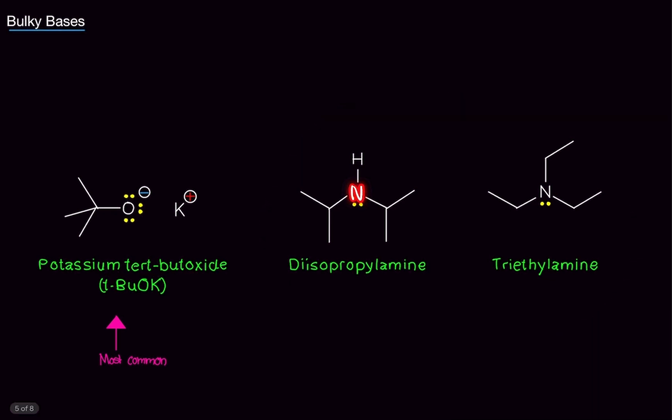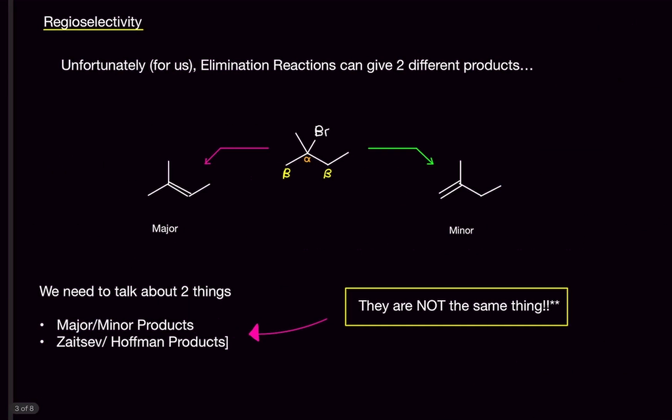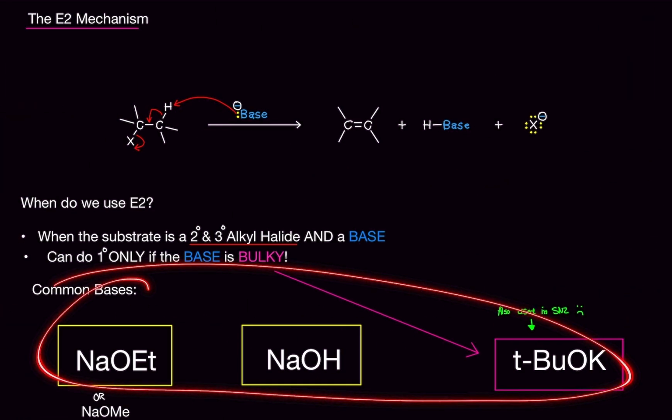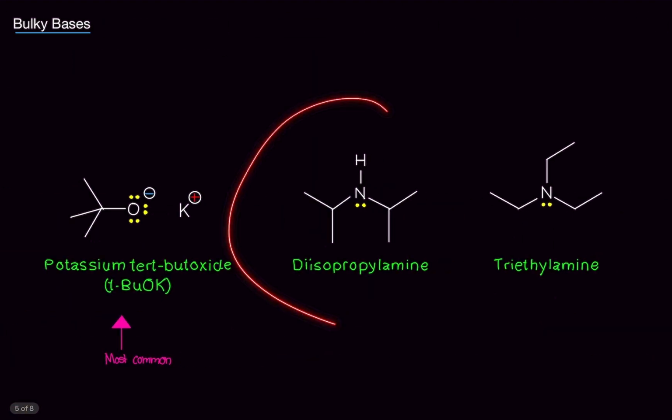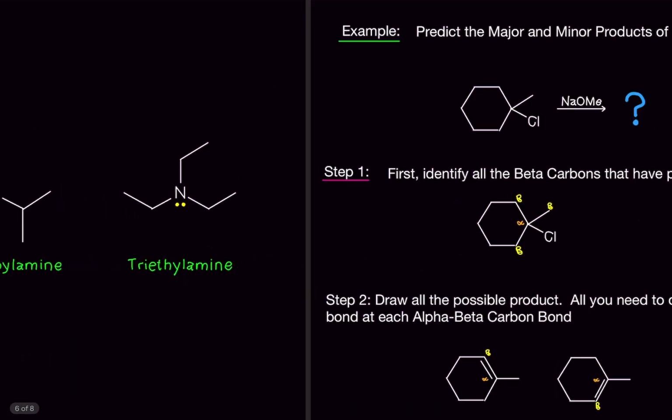If you see a nitrogen here, that's the easy, immediate indicator that this is a bulky base. Remember, the ones that are not bulky don't have any nitrogens in them. But these two do, okay? So this is telling you that this is a bulky base. So remember, tert-butoxide is the most common, and then these two with nitrogens are also bulky bases. Whenever you see any of these in your reaction, the Hofmann is going to be the major product.